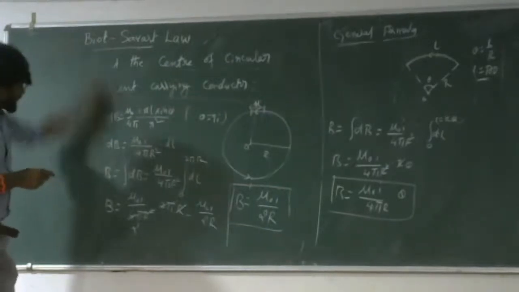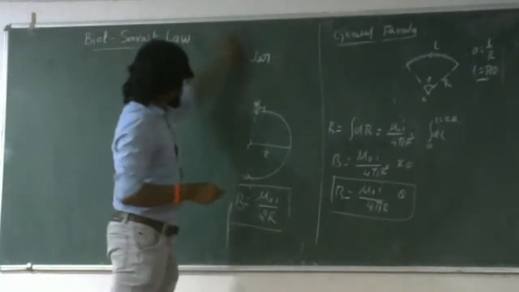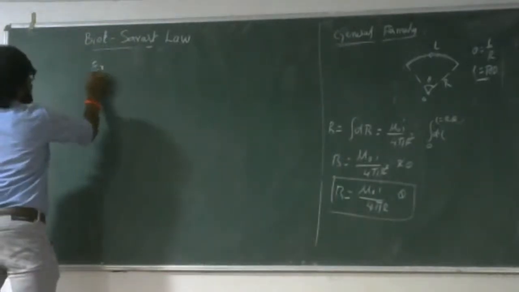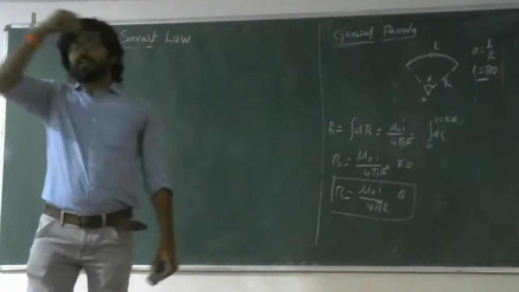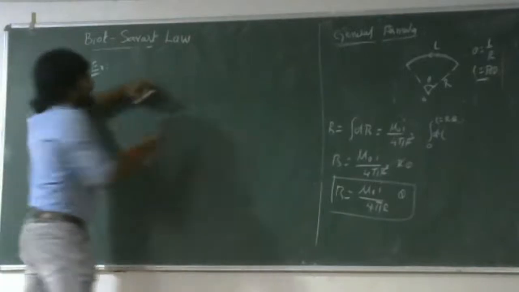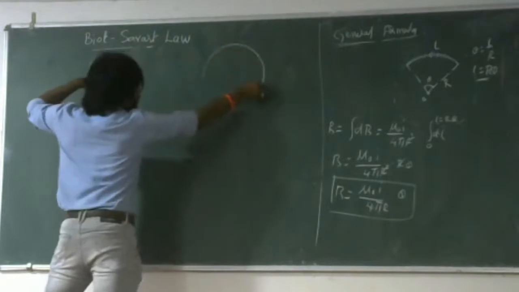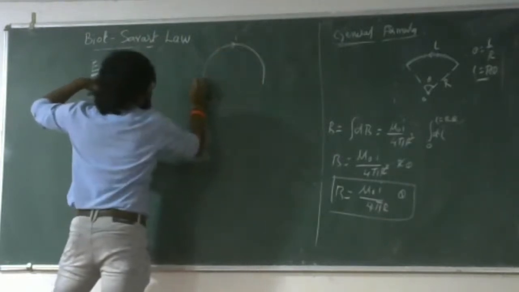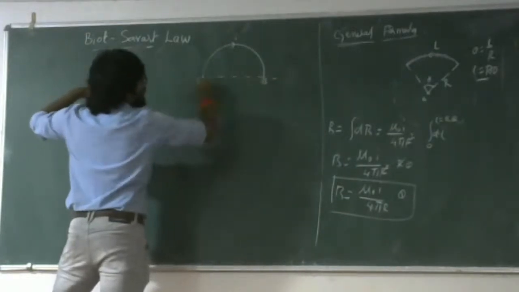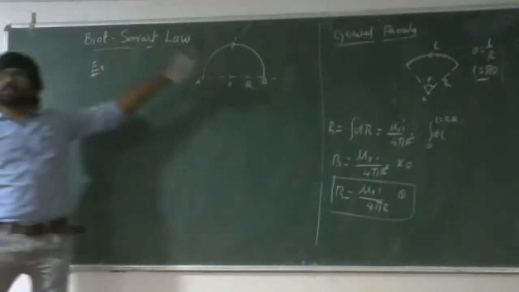Now, let us see some examples. Find the magnetic field at O in the figure. We have a simple case. There is a semicircular ring in which current I is flowing. This is the diameter, so this is point A and this is point B. Current is flowing, this is the center O and the radius is R. What is the magnetic field due to the semicircular ring at point O?